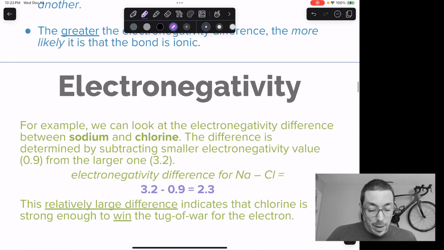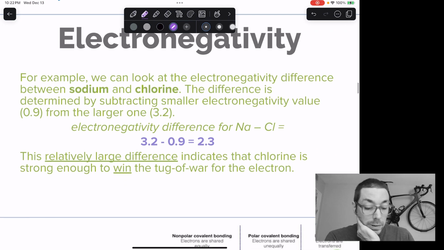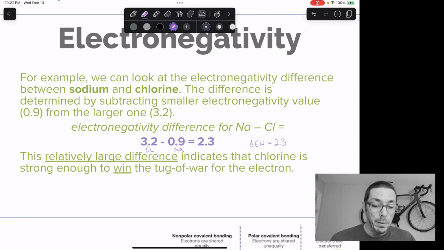So we're going to look at another example of a bond. We've looked at sodium and chlorine many times. We know sodium gives away an electron to chlorine, and we can look at the electronegativity difference for that bond. Chlorine is 3.2 for electronegativity, and sodium is 0.9. So the delta EN is 2.3. That's a lot bigger difference than H and O in water, right?